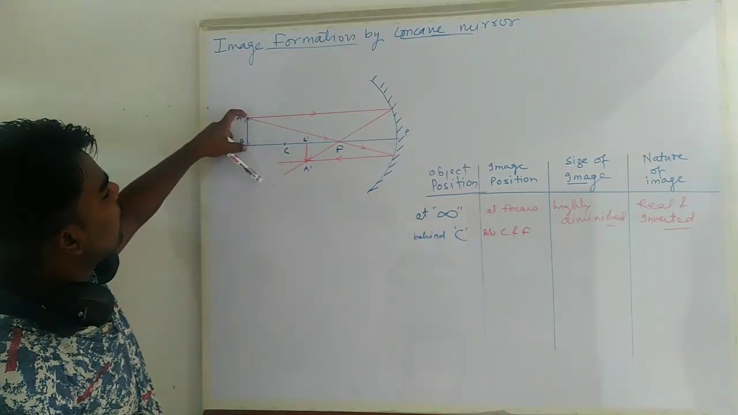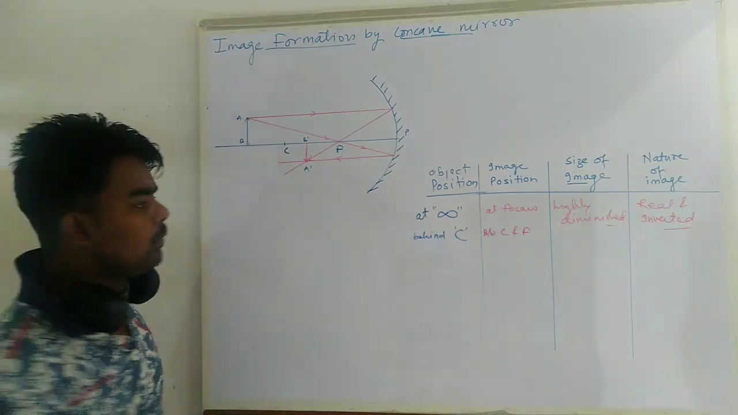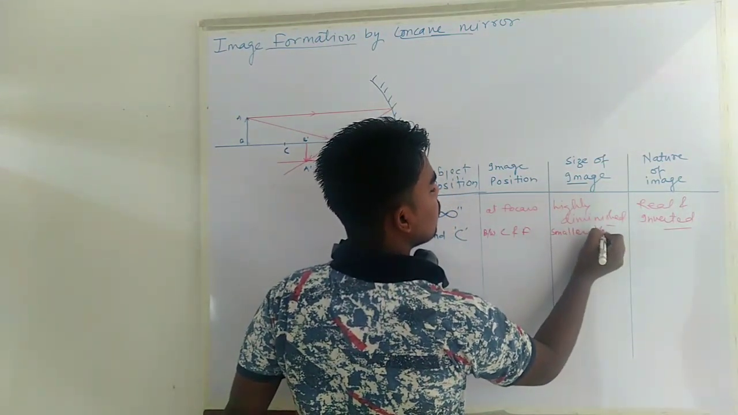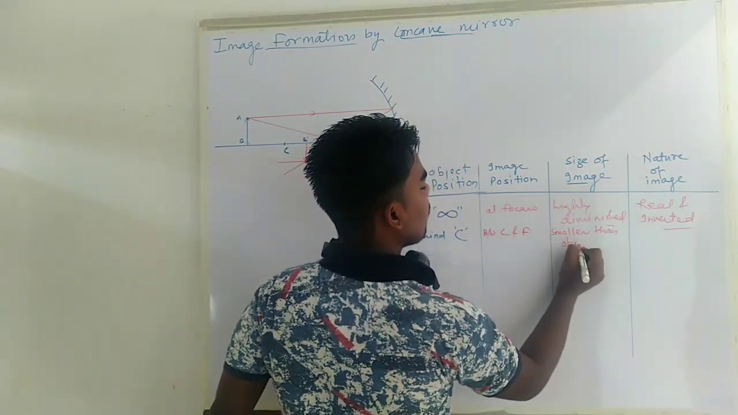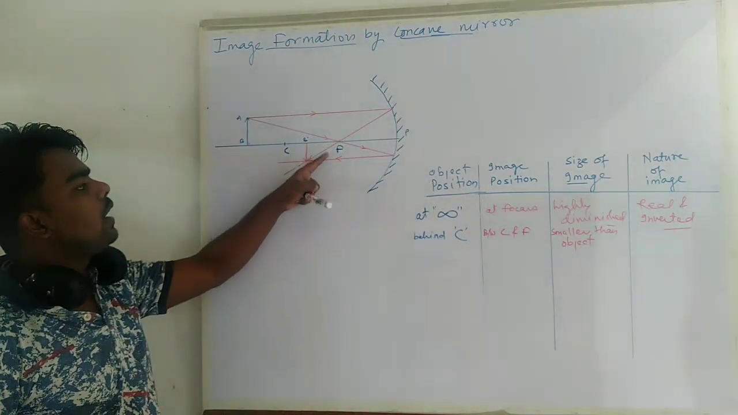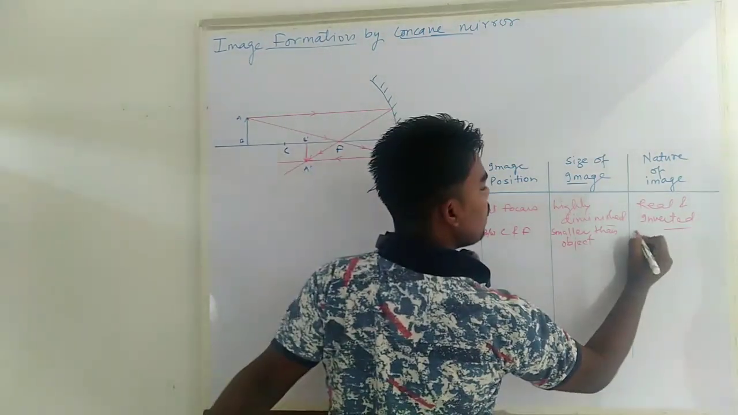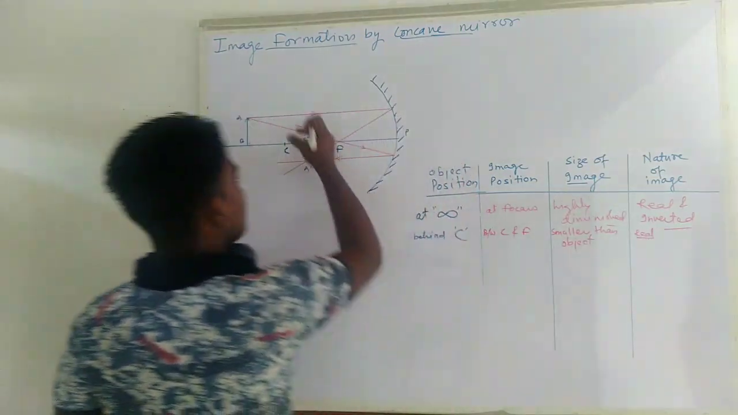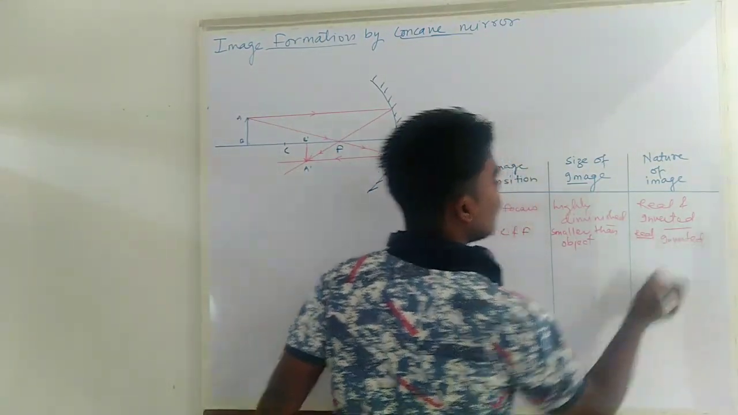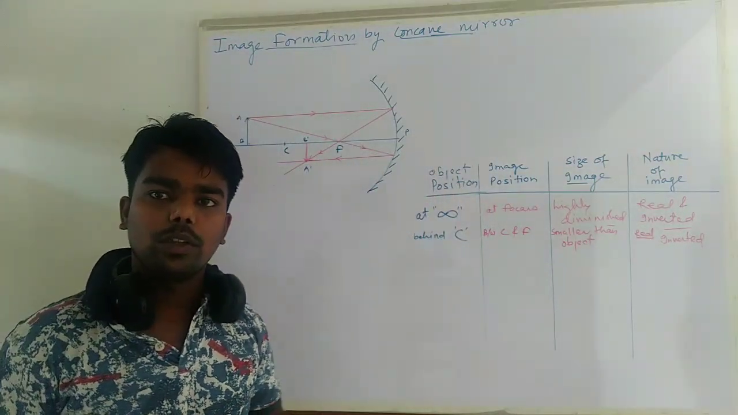What is the size of image? You will see the size of object and size of image. Size of image is smaller than the size of object. So you can write here smaller than object. And what is the nature? Reflected light rays are intersecting in real. So here this image will be real, and you will see it is inverted. Okay, this inverted light rays are going to be there.